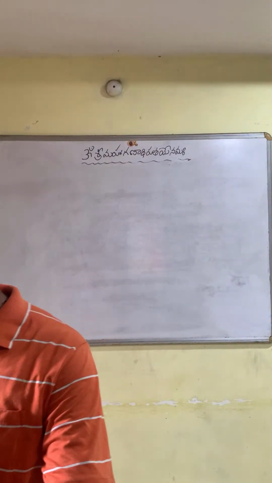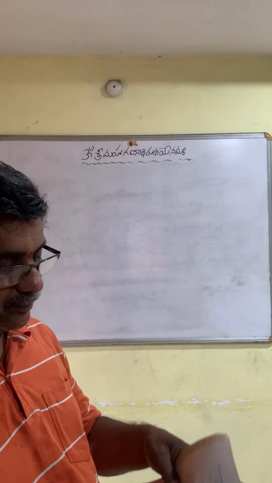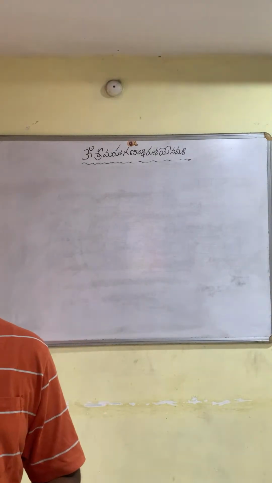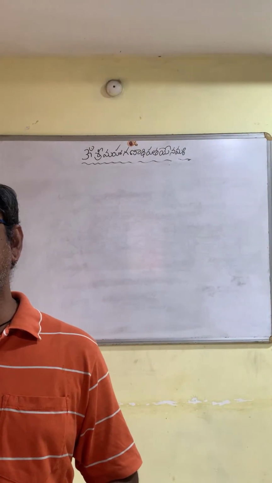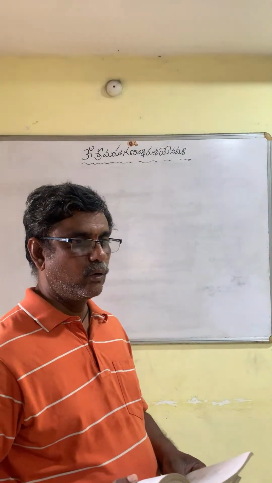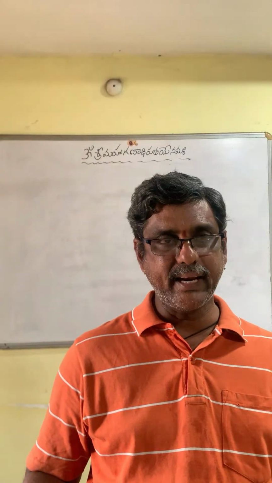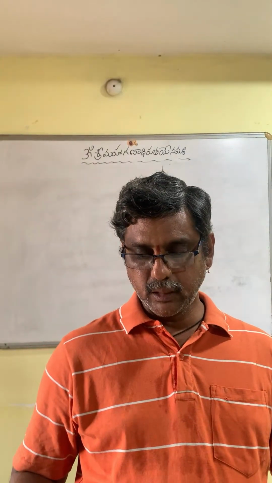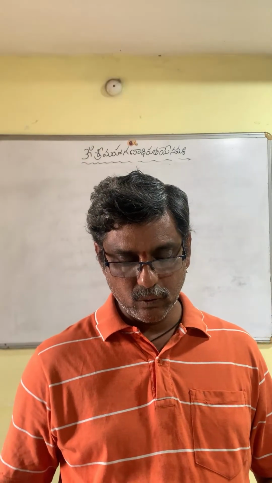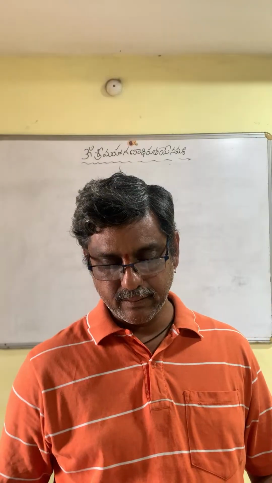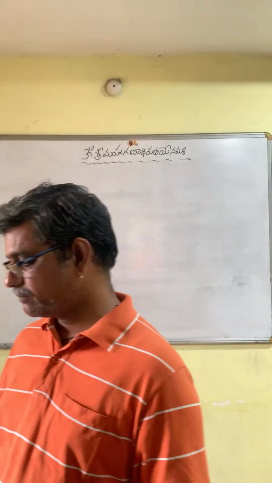One more problem we'll see. Rohan's mother is 26 years older than him. The product of their ages 3 years from now will be 360. We would like to find Rohan's present age.